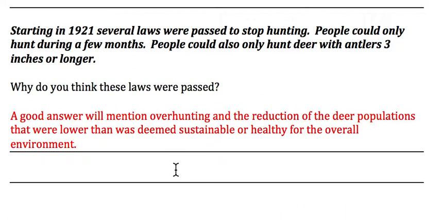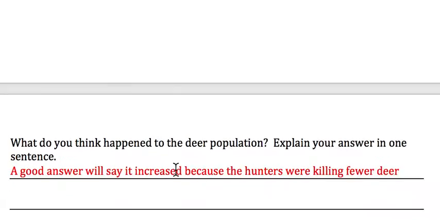I go on with another restricted essay question. Starting in 1921, several laws were passed to stop hunting. People could only hunt during a few months. People could also only hunt deer with antlers 3 inches or longer. Why do you think these laws were passed? Again, the students should understand and have enough background knowledge, if I prepare them well, to think about competition and pressure and interactions in nature.